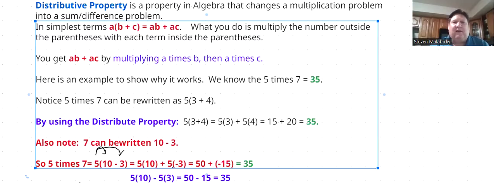Once you get really good at the distributive property, you don't always have to write a plus in the middle. You know that you are multiplying 5 times 10 and then 5 times 3, and you can put a minus sign in the middle and just multiply 5 times 3. So it becomes 50 minus 15, which is 35.